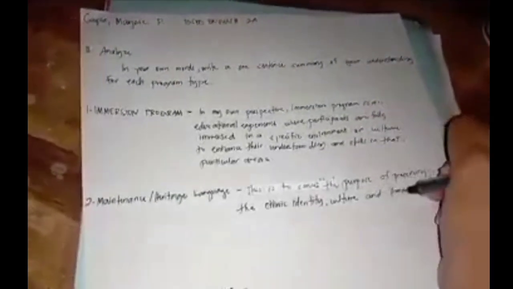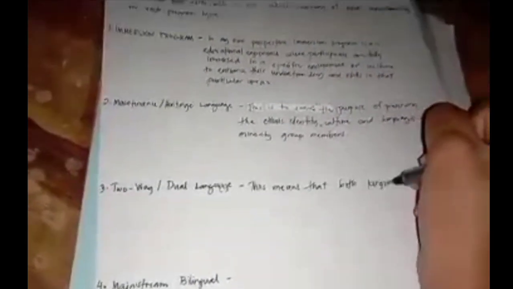Next, we have maintenance or heritage language. This serves the purpose of preserving the ethnic identity, culture, and language of minority group members. Next, we have two-way or dual language. This means that both languages are equally valued and students can learn from each other. Lastly, mainstream bilingual, meaning that children like majority students or temporary residents whose native language is an international language such as English.